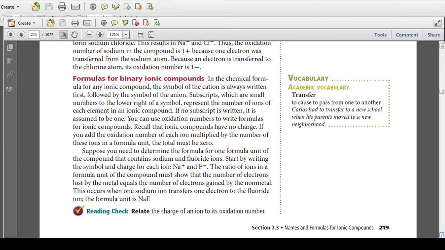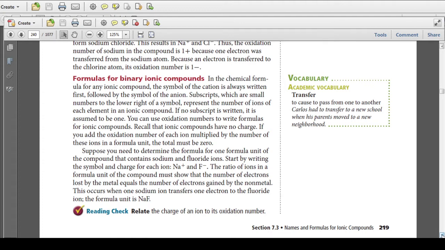We would just generally leave it blank because if you have 1 sodium ion and it's labeled as Na, it's already stated because Na is there. So no subscript usually means 1, and it would be improper to put 1 there as well. You can use oxidation numbers to write formulas for ionic compounds.